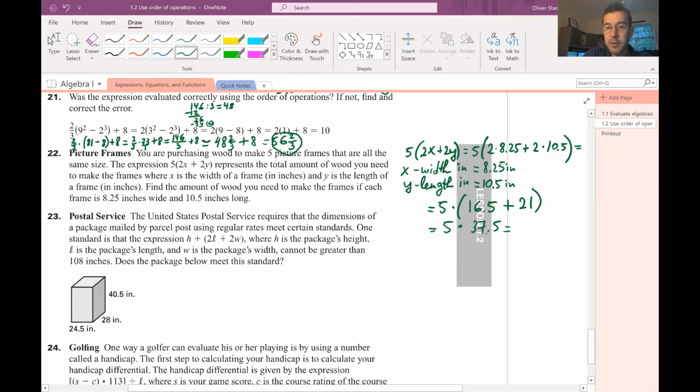And then 5 times 37.5. 5 times 5 is 25, and 2 we remember. 5 times 7 is 35 and 2 is 37, 7 and now 3 we remember. 5 times 3 is 15 and 3 is 18. And 1 decimal place, so it's 187.5. And we're finding the amount of wood, so this is in inches. So it's 187.5, and this is 22.